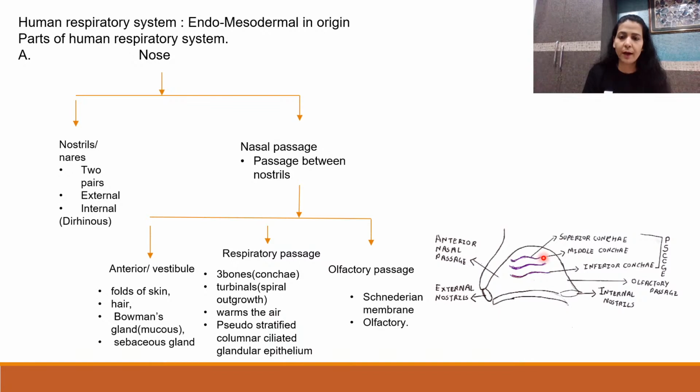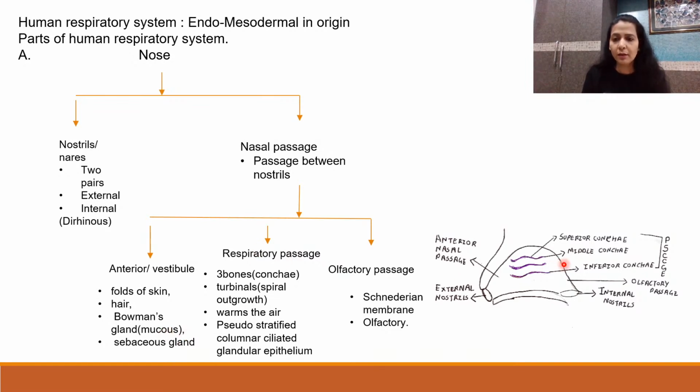All right. So this first part of the nasal passage is known as anterior part. It is also known as vestibule. Some books also refer to it as anterior vestibule. What things does it have? It has folds of skin. It has hair to prevent the entry of dust particles and large foreign objects. It has Bowman's gland, which is the mucus secreting gland to trap the dust and dirt entering through your nose. And sebaceous gland also secretes oil, keeps it lubricated and prevents the growth of fungus.